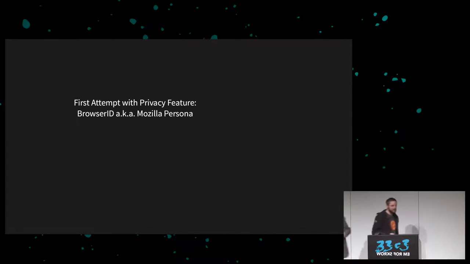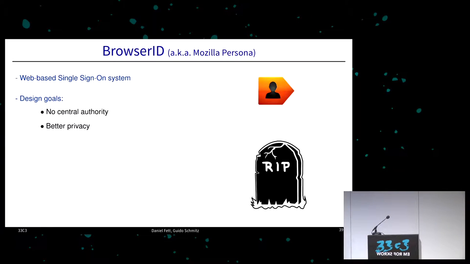Speaking about privacy, we mentioned earlier already that there was a single sign-on system that tried to provide privacy, namely Browser ID, alias Mozilla Persona. So as we already said before, this is a web-based single sign-on system with the design goals of having no central authority and provide better privacy. Spoiler alert, they failed at both.